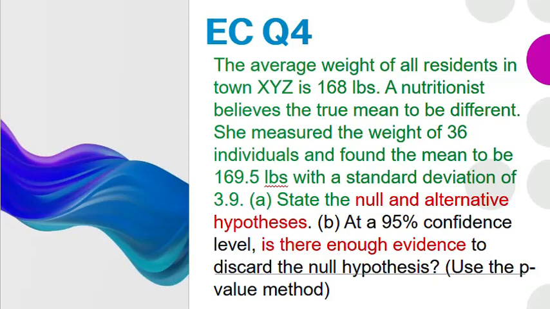A is state the null and alternative hypotheses, and part B is at the 95% confidence level, is there enough evidence to discard the null hypothesis? We can use the p-value method. And as always, I will pause for about 10 to 20 seconds. Please take your time and see if you can try this problem on your own.